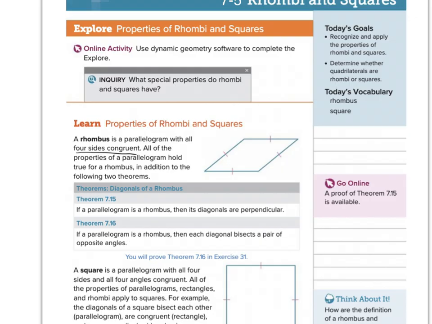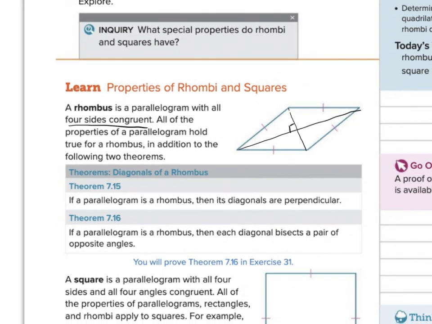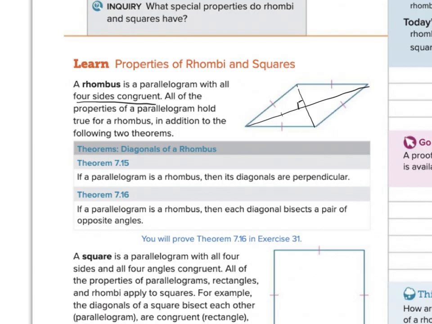Now, because of that, if a parallelogram is a rhombus, then the diagonals are perpendicular. So if I were to draw in my diagonals, they intersect at a 90-degree angle. They are perpendicular to each other. But the same applies, though, as a parallelogram, that they do bisect each other. So we do create that midpoint effect.